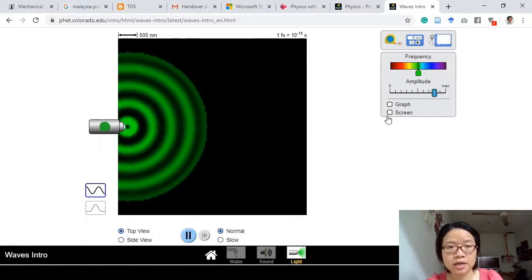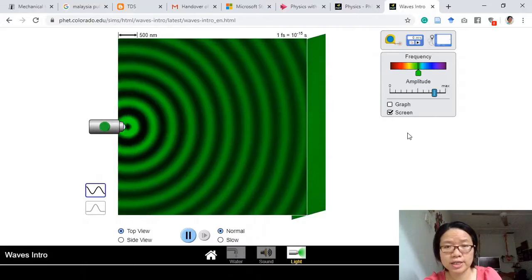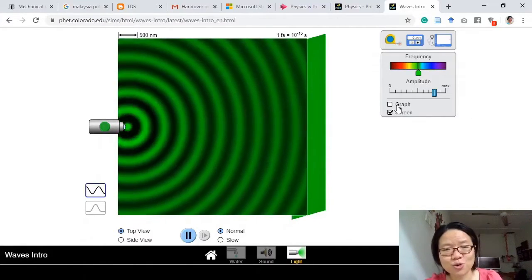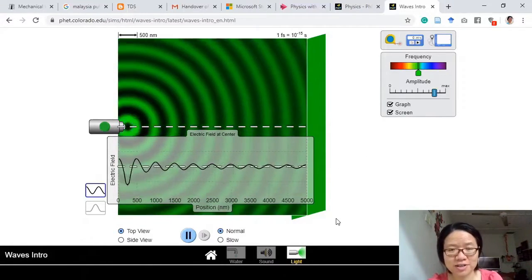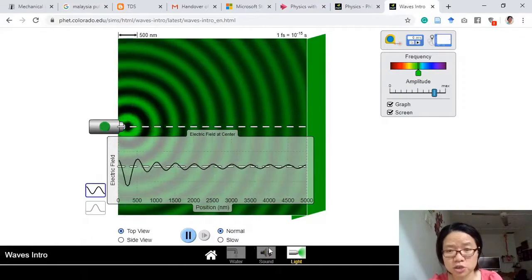Here you find light, again, just a simulation of a light wave, green light. So you can see that it's very slow. Light doesn't take that long to reach the screen. And as usual, this is the graph plotted against position.